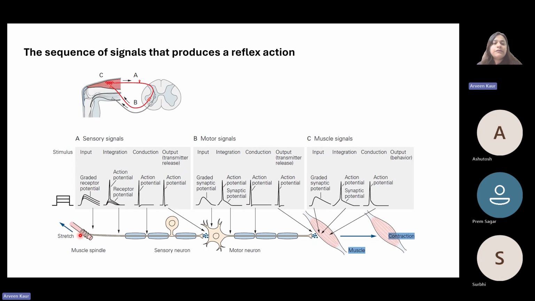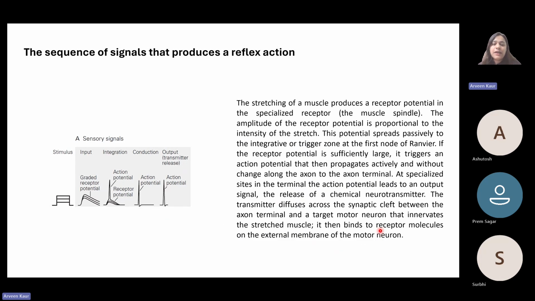And then again, obviously, because it is sending the signal to the muscle, it will again receive the signal. There is some kind of an integration of that signal that will happen over here as well. And the conduction will lead again to either a contraction or a relaxation, which is reflected in the behavior that the muscle is performing, right? So this is a sequence of signals which produces a reflex action. When we talk particularly about the sensory signal, what happens?